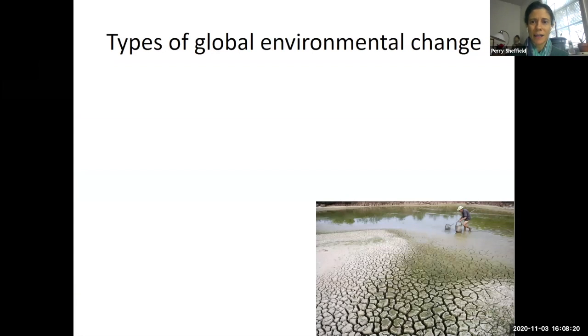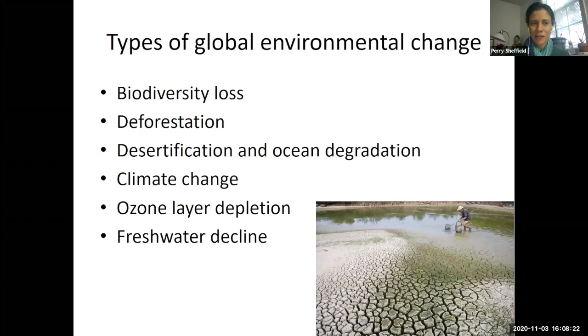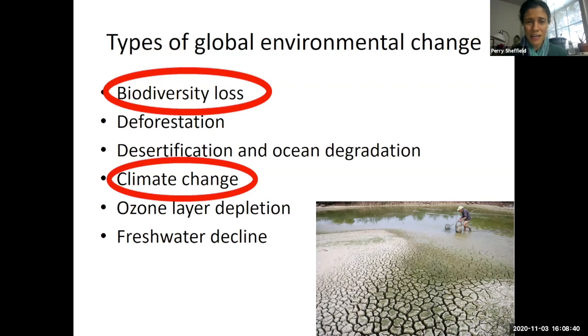Okay, so types of global environmental change. There are a number of them, and many of them are actually interrelated. This is a short list: biodiversity loss, deforestation, desertification, and ocean degradation, climate change, ozone layer depletion, and freshwater decline. But we're going to focus on two today because we have a short time, as sort of illustrative, and two of the biggest in my mind, and multifaceted: biodiversity loss and climate change.